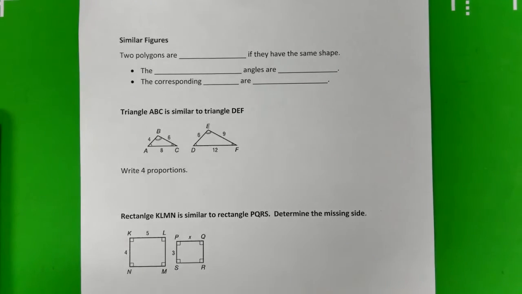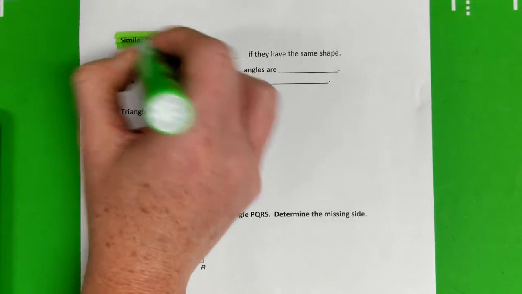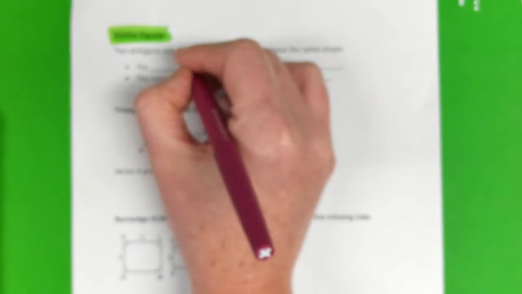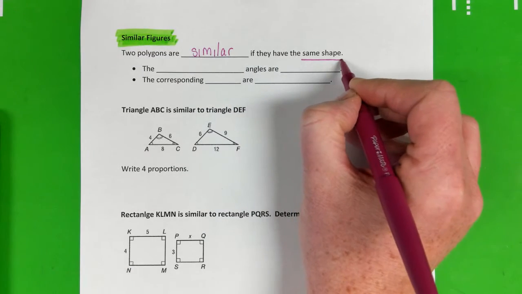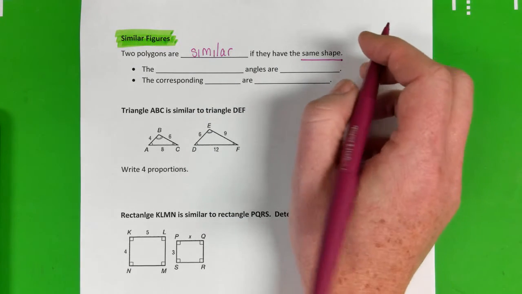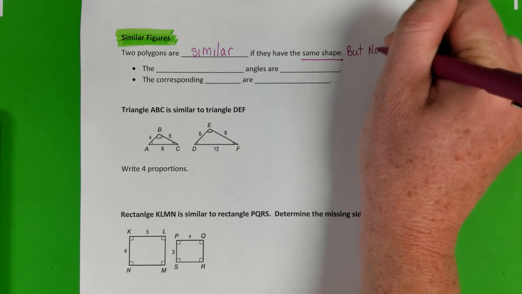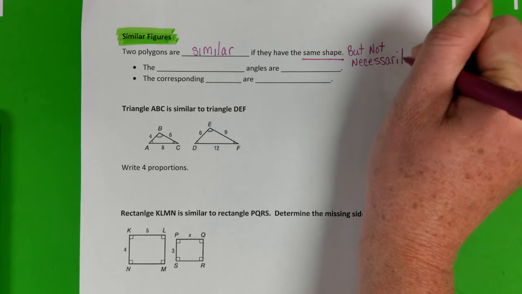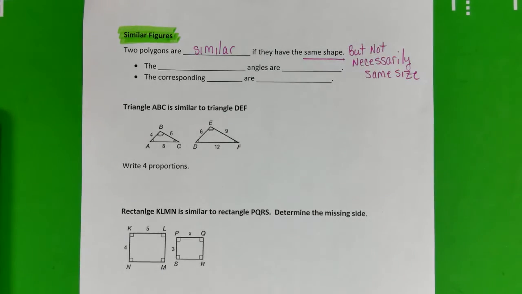Okay, in this lesson we're going to look at similar figures. You have worked with similar figures in the past, so it should be a little bit familiar. Two polygons, two shapes, are similar if they have the same shape. They can have the same shape, but not necessarily the same size. They could be the same size, but they definitely have to be the same shape.